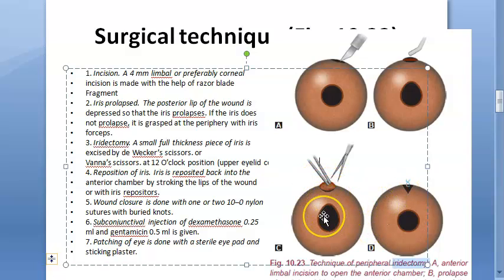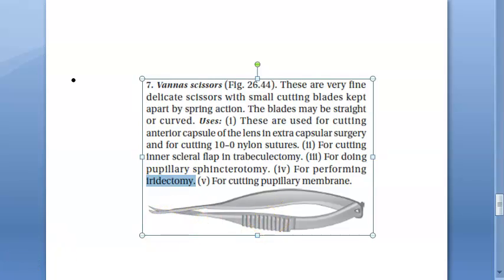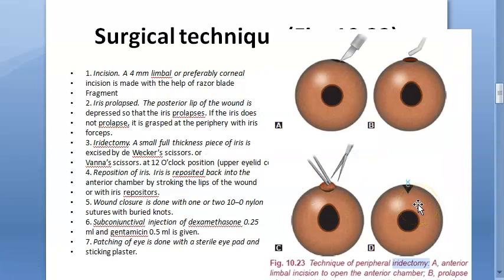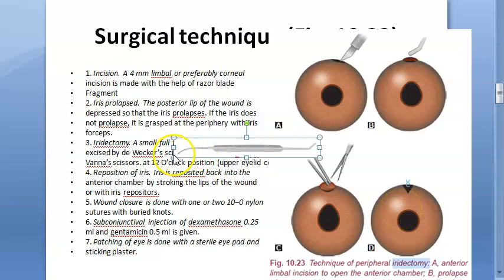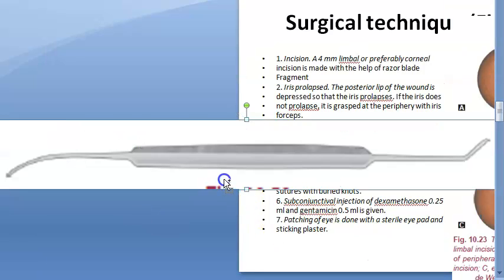So at the 12 o'clock position, they are excising a small full thickness piece of iris. Vannas scissors. Do you know how Vannas scissors looks? See here, Vannas scissors. Then what are they doing here? Reposition of iris. The iris is repositioned back into the anterior chamber by stroking the lips of the wound or with iris repositors. This is the iris repositor. With this, they are repositing the iris.